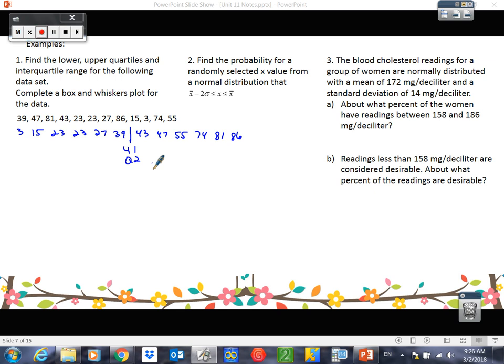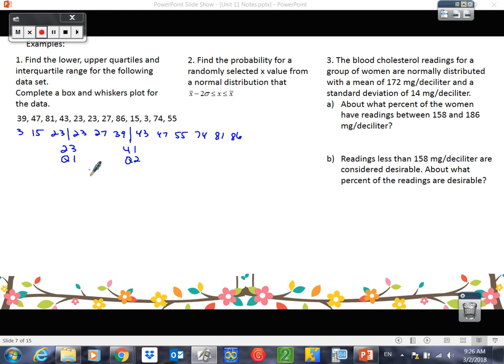So now let's go to the lower half of the data, and let's find the median of the lower half. So here's the lower half, and our median happens to be here, which, 23 plus 23 divided by 2 is still just 23. So 23 is Q1. That's our first quartile, is 23.